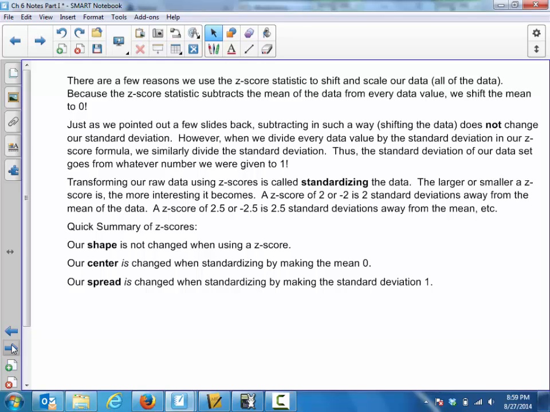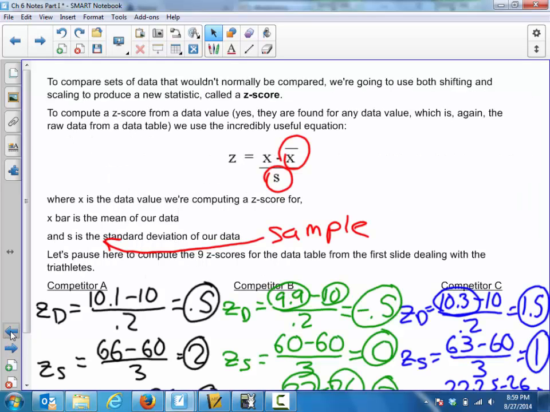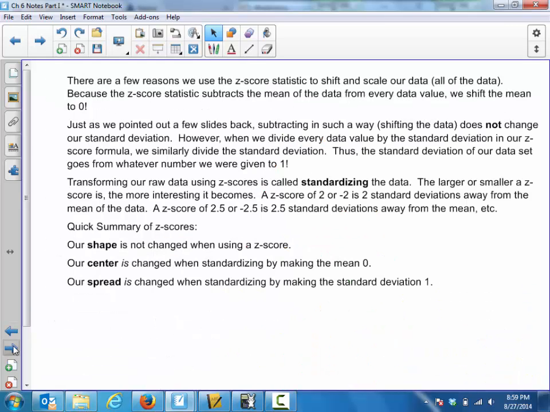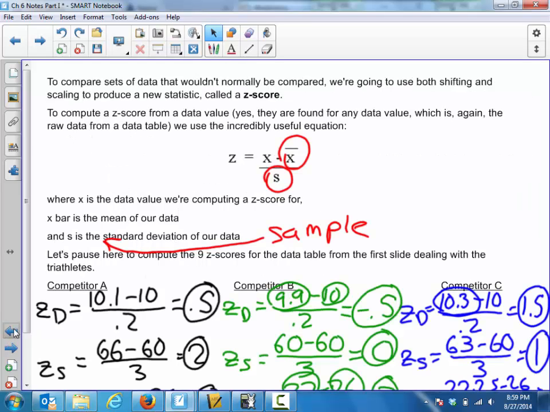There are a few reasons we use the z-score statistic to shift and scale our data. Because the z-score statistic subtracts the mean of the data from every data value, we're shifting the mean to 0. When you make all of your data into z-scores, because you're subtracting off the mean in this equation that's got the red circles around it right here, we are similarly changing the mean to 0. If you have the mean subtracted off, you get 0 back.